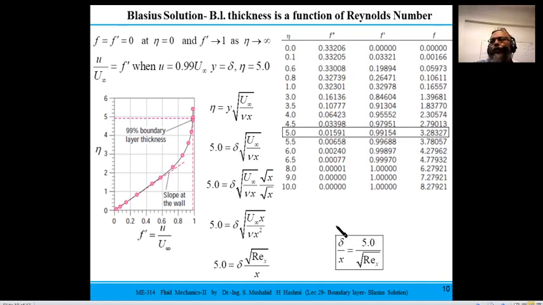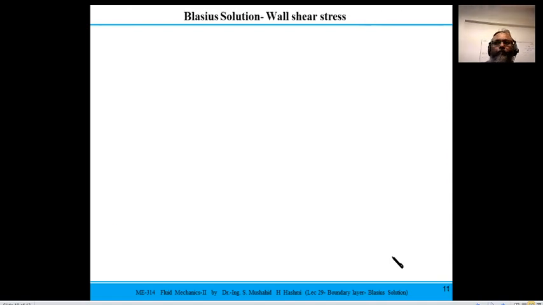So once x is 0, your boundary layer thickness is 0. When x is increasing, it means you are moving along the length of the flat plate, and at a given Reynolds number, you will end up with 5 times that x value over the square root of that Reynolds number. You will be able to get your boundary layer thickness, and as x increases, your boundary layer thickness increases. So this is how, by solving the governing equation, we have calculated the boundary layer thickness over a flat plate when there is a laminar flow over a flat plate.